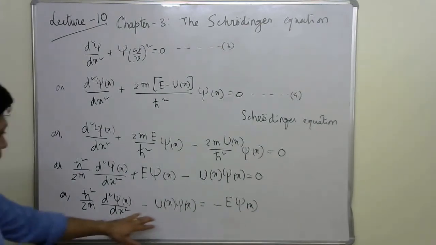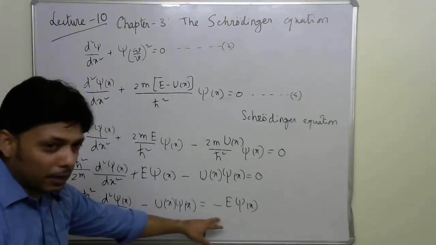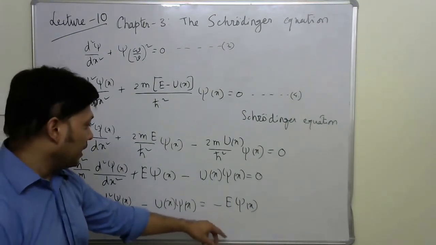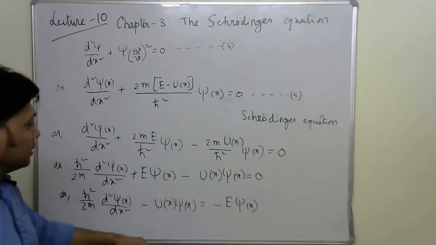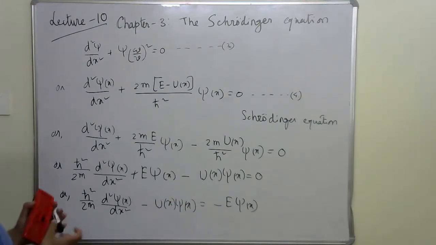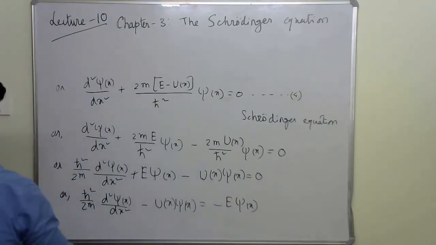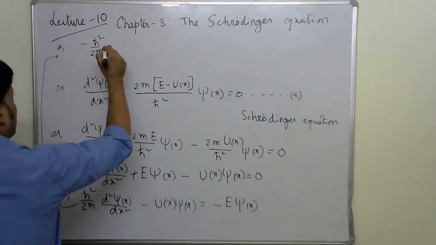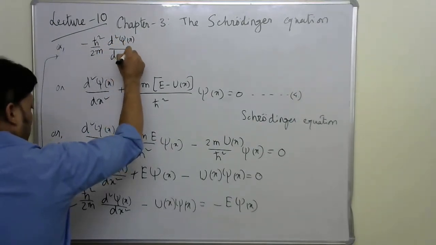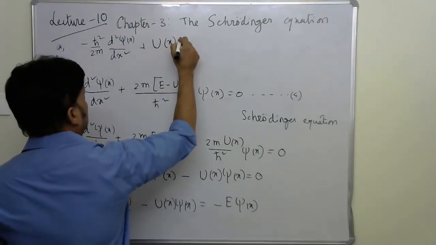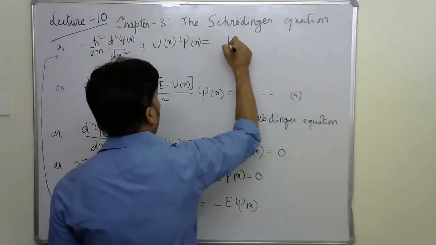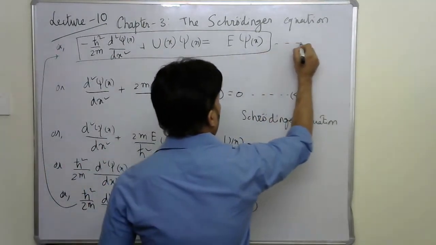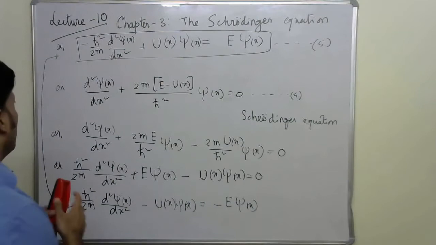All right. So you still see that the left hand side is equal to the right hand side, but there is a negative part. Now I want to do one more simpler step: I want to get rid of this negative sign on the right hand side, so I would multiply both sides by a negative sign. Let's write it over here and see what we get. So we can write minus h cross square divided by 2m d2 psi x dx square plus U of x psi x is equal to E psi x. All right. So this form is also another form of the Schrodinger equation, and we can call it equation 5.